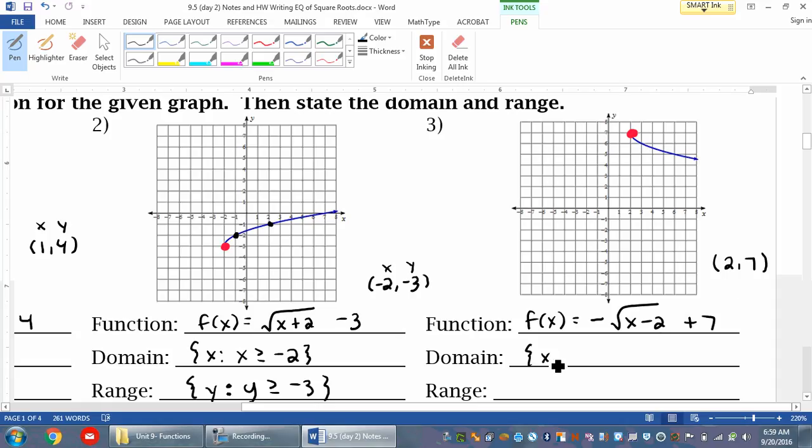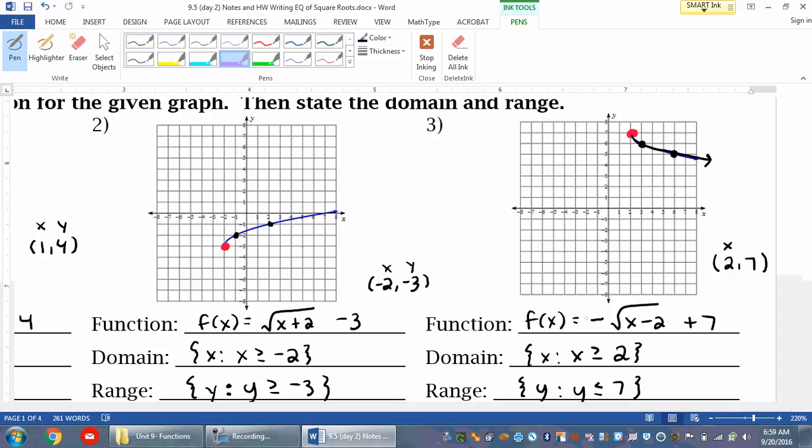Okay? Now, just because I went down, notice I'm still going to the right. Since I'm still going to the right, it's always going to be greater than or equal to, and it's going to be greater than or equal to 2. Now, the only difference is notice I'm going right 1, down 1, right 4, down 2. Since I'm going down, y is going to be less than or equal to positive 7. Okay?